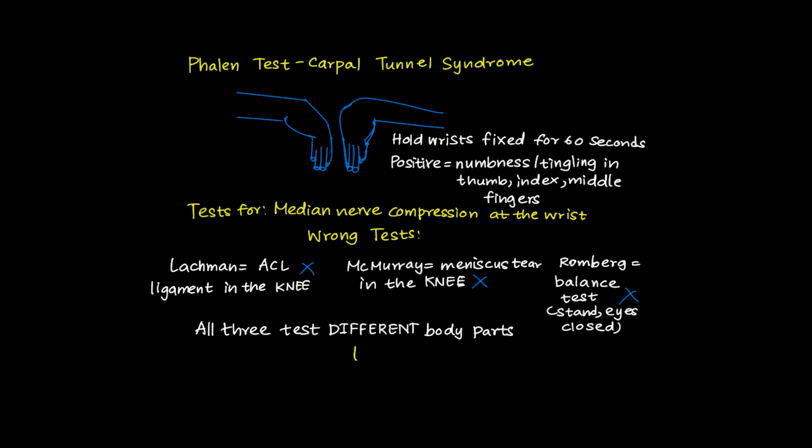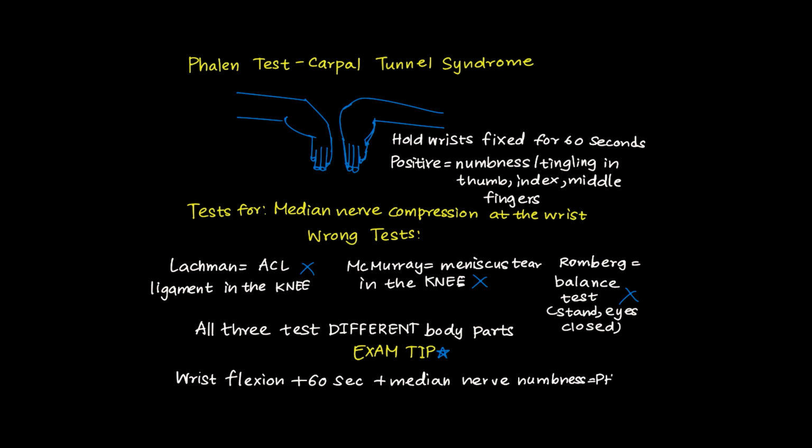Here's a WGU D443 OA exam tip for you. Wrist flexion for 60 seconds, reproducing numbness in the median nerve distribution equals Phelan test for carpal tunnel. Quick recall hook. Phelan equal sign flexion. Both start with an F sound in your head. Flex the wrist, feel the numbness, that's Phelan.